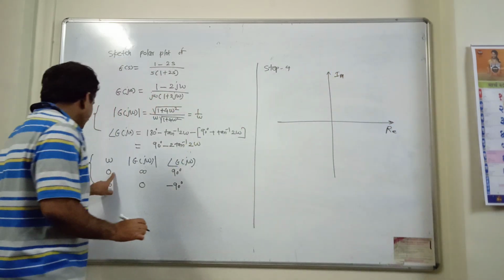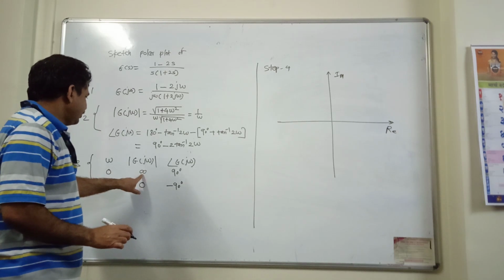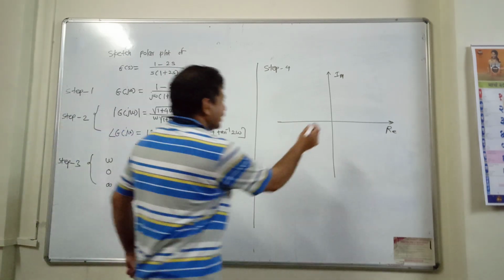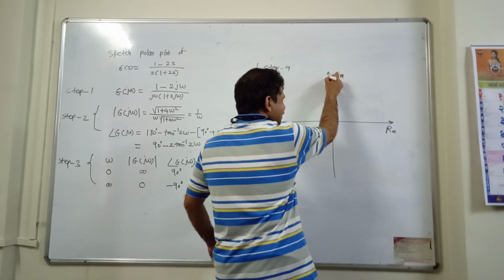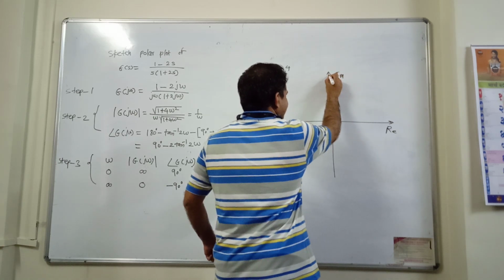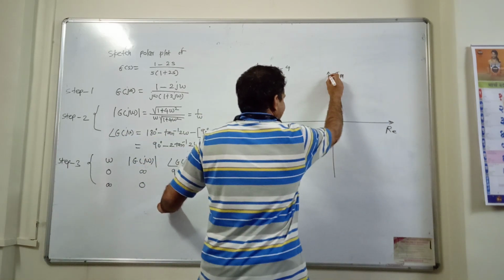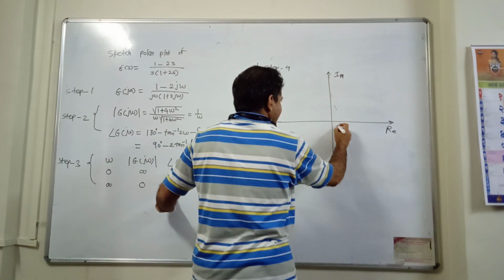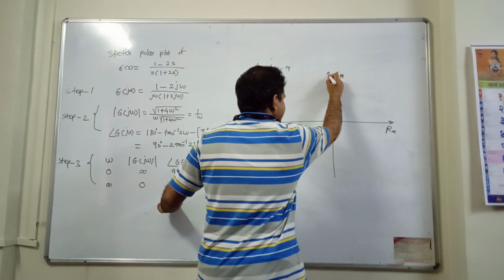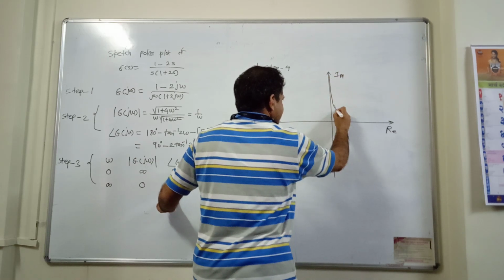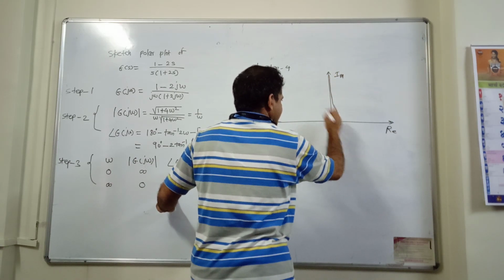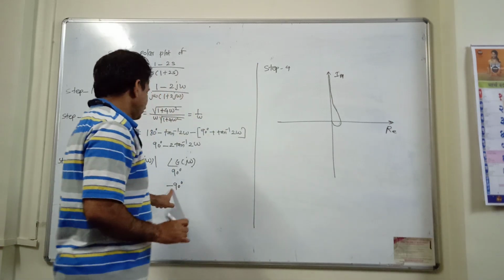So at 0 frequency, magnitude is infinity, angle is 90. So angle plus 90 means here. This is plus 90, so it is here, this point. And it is coming to minus 90. Means it is coming to minus 90 while crossing 0, like this. It is coming to minus 90.